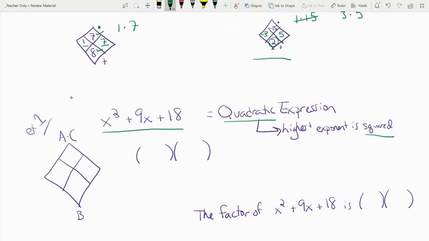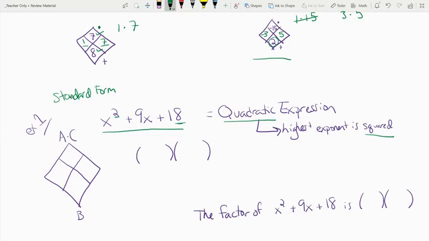So this squared right here tells us that it's a quadratic expression. And now remember, we want to write things in what's called standard form, which means that the highest exponent always goes first, and the number without a variable goes last. Okay. Now, another thing about quadratic expressions is that there's always going to be a letter instead of a number. Or another way to say that is every number is representing a letter.